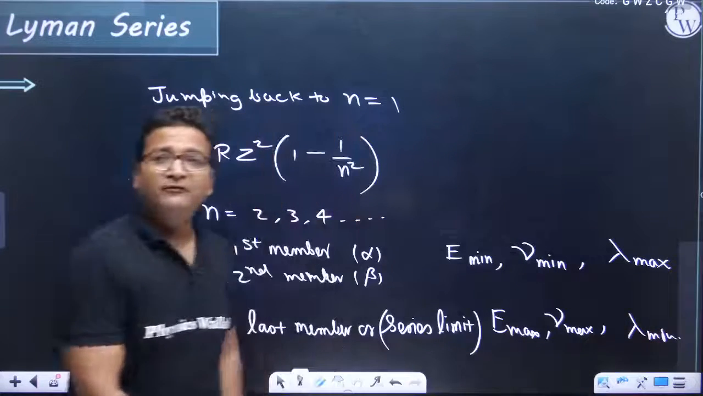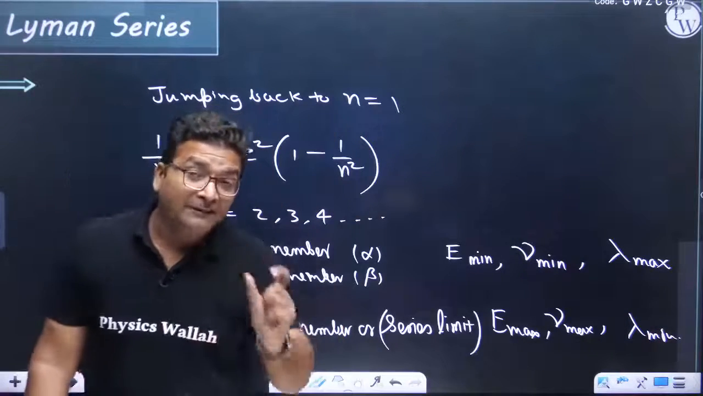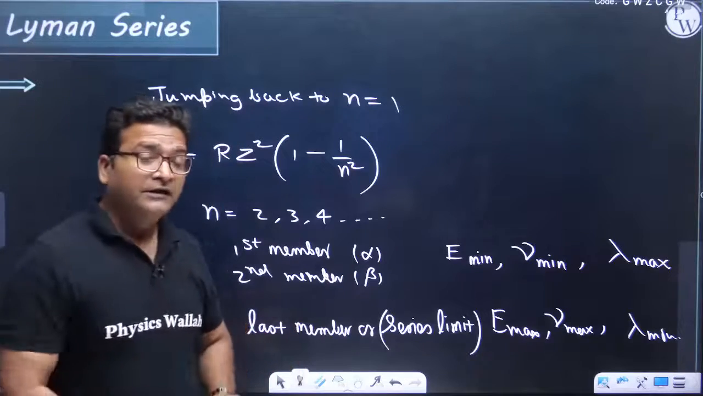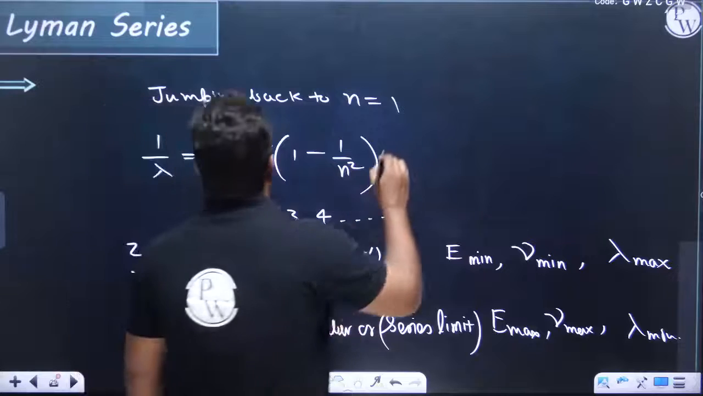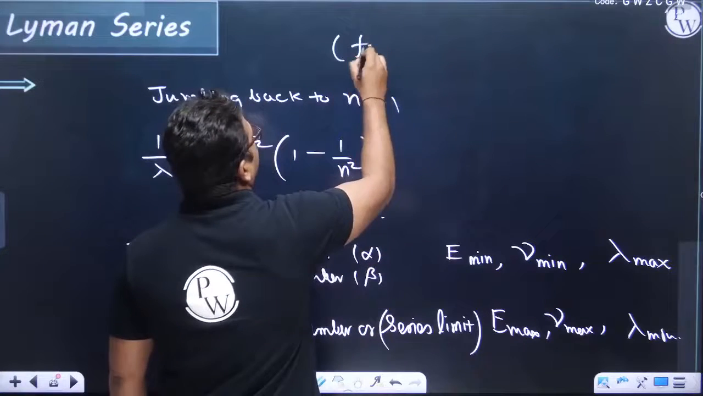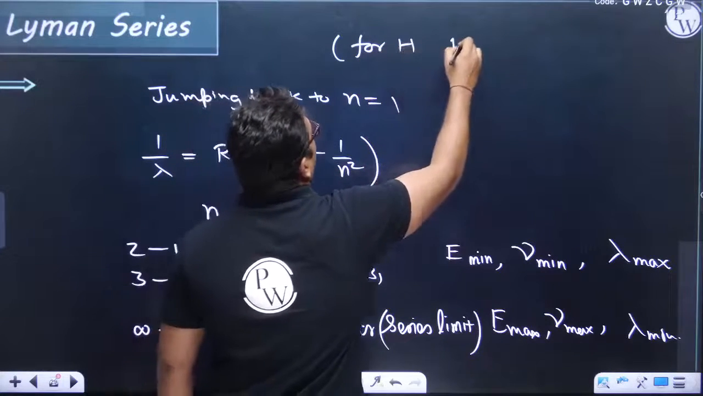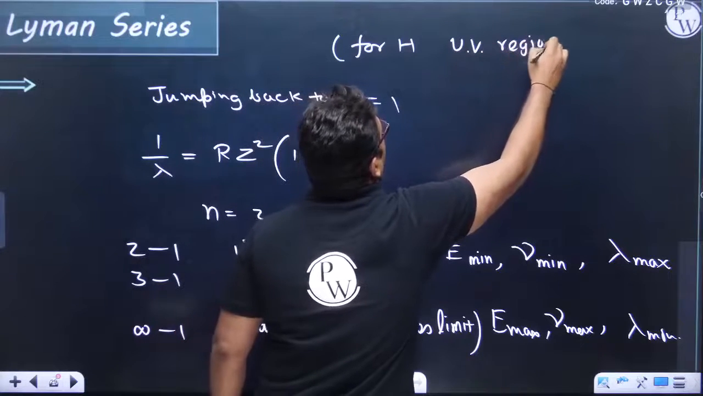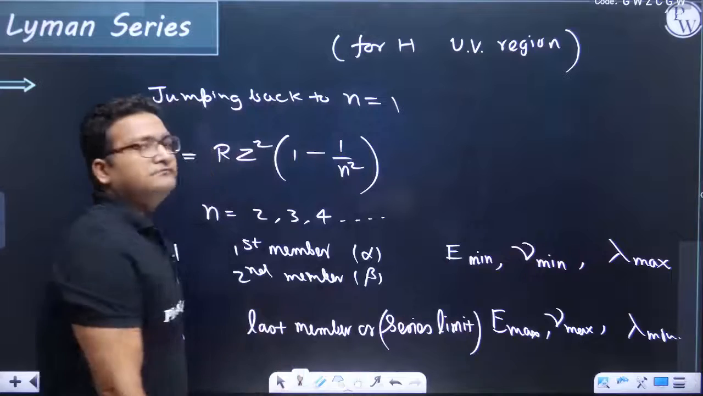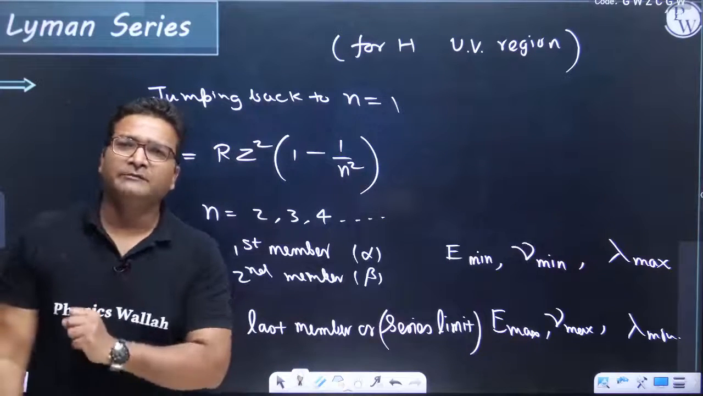And also remember one point, if we talk about the Lyman series of the hydrogen atom, it mostly lies in the ultraviolet region. For hydrogen, it is in the ultraviolet region. So this is about the Lyman series.